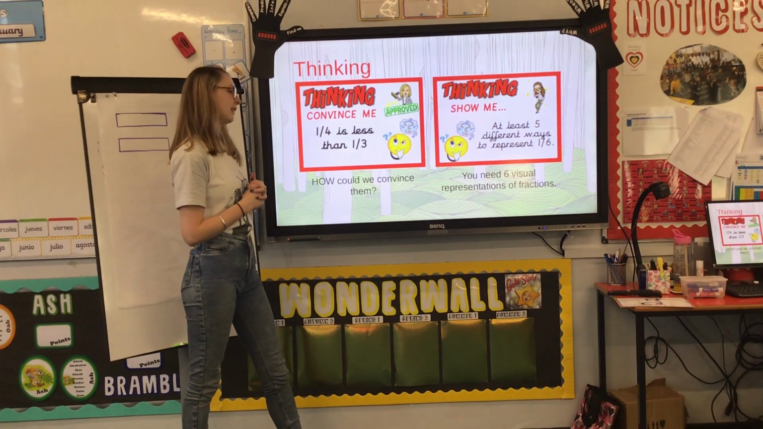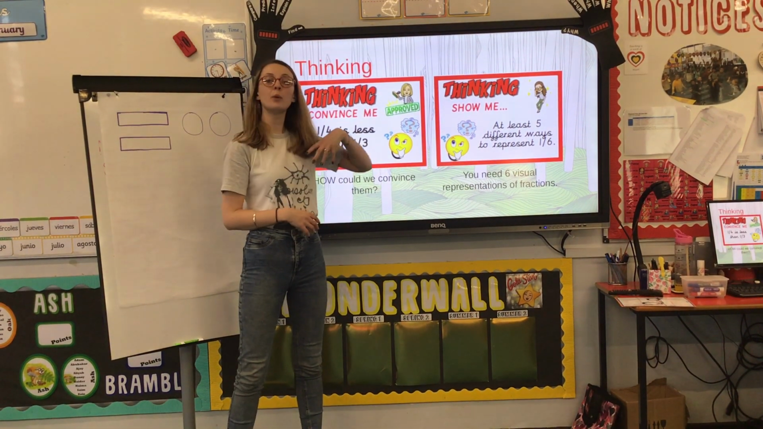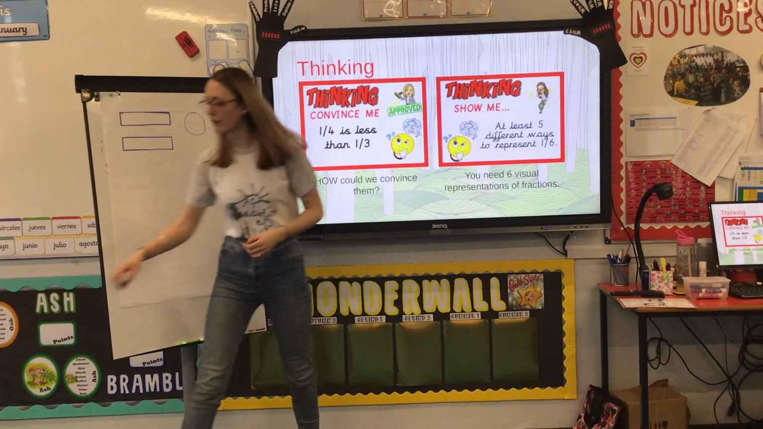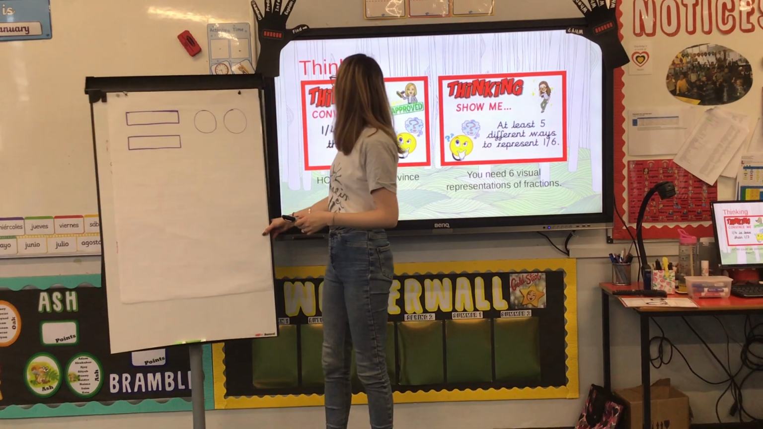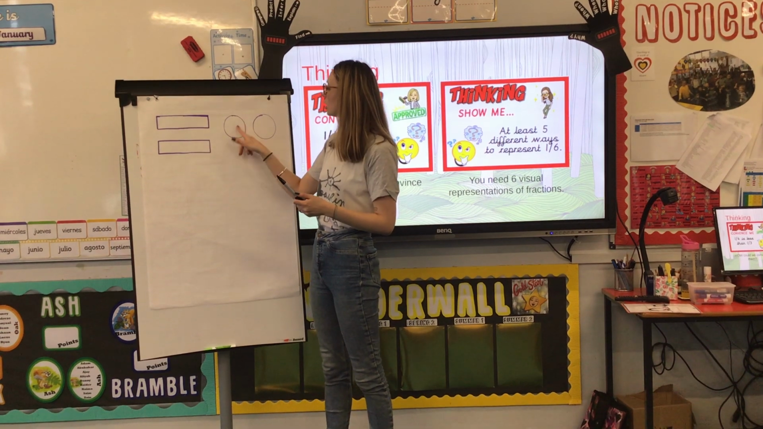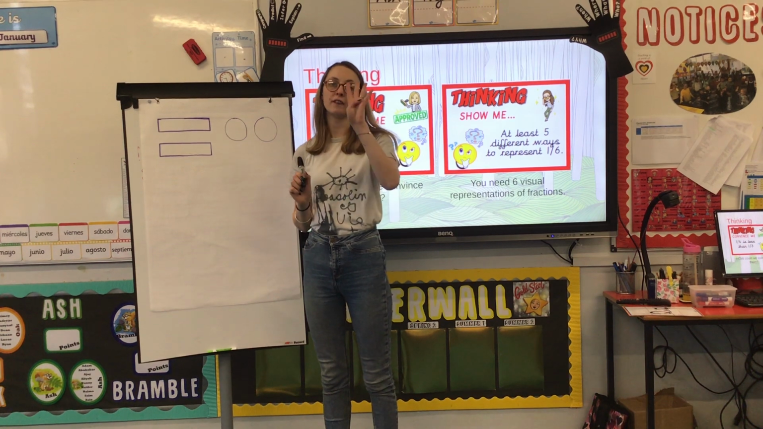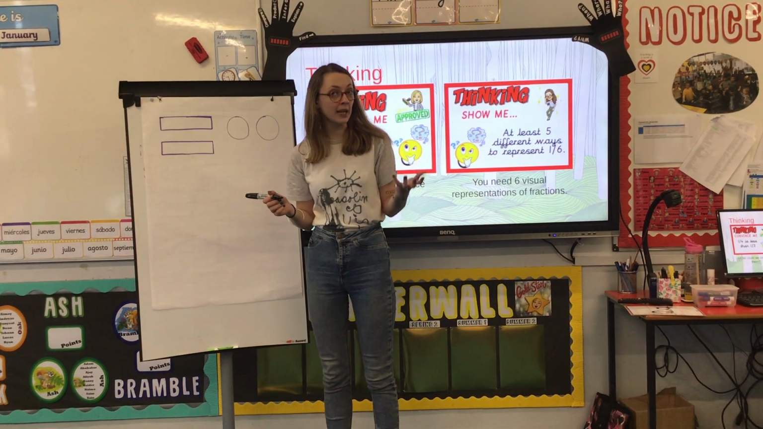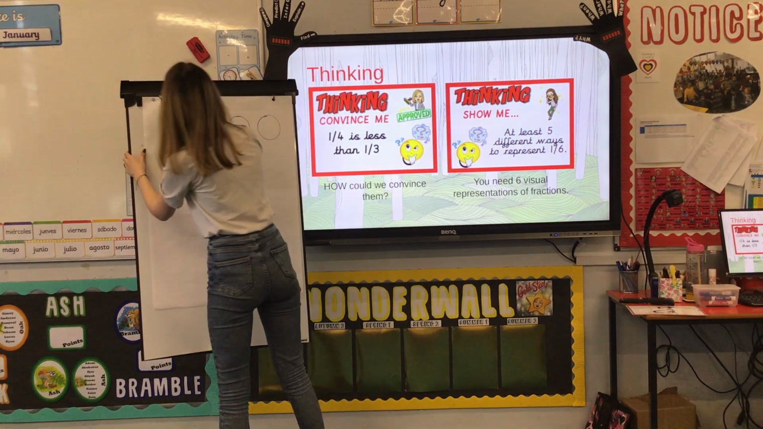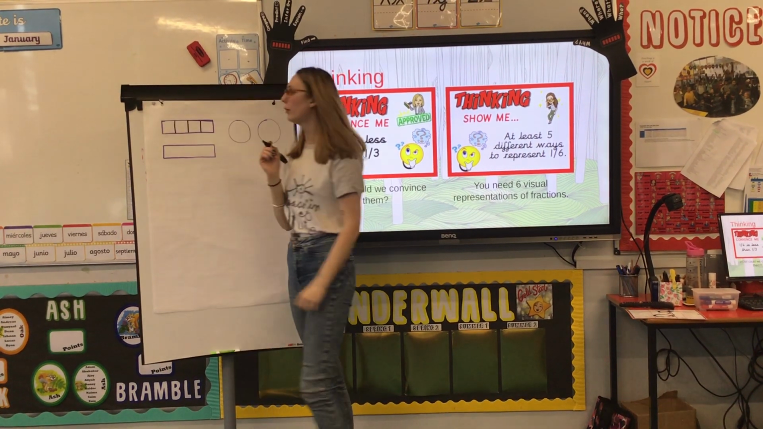And how could we convince me? Well, the way I would be convinced is if you did everything that we've just been practicing in fluency and showed me the fraction. So let's have a quick look over here. I need 1/4 and 1/3. Well, I've got 2 bars and 2 circles to show you what these fractions look like. 1/4 is split into 4 parts, and I know that because the denominator is 4. So that must mean I have 4 equal parts. So that's 1, 2, 3, 4.